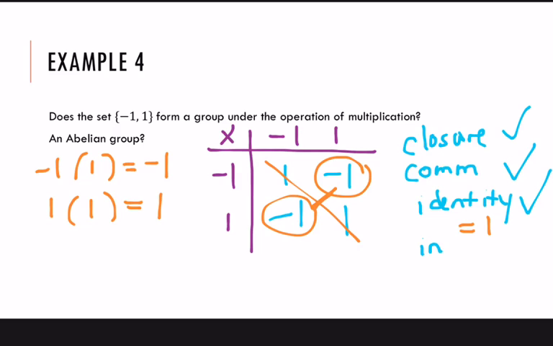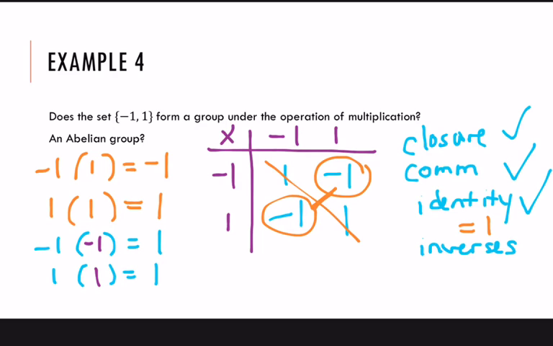And inverses. Do we have a way to get back to the identity? So -1 times what equals 1, the identity? And 1 times what equals 1, the identity? Well, -1 times -1 is 1, and 1 times 1 is 1. Now this one doesn't have to match.